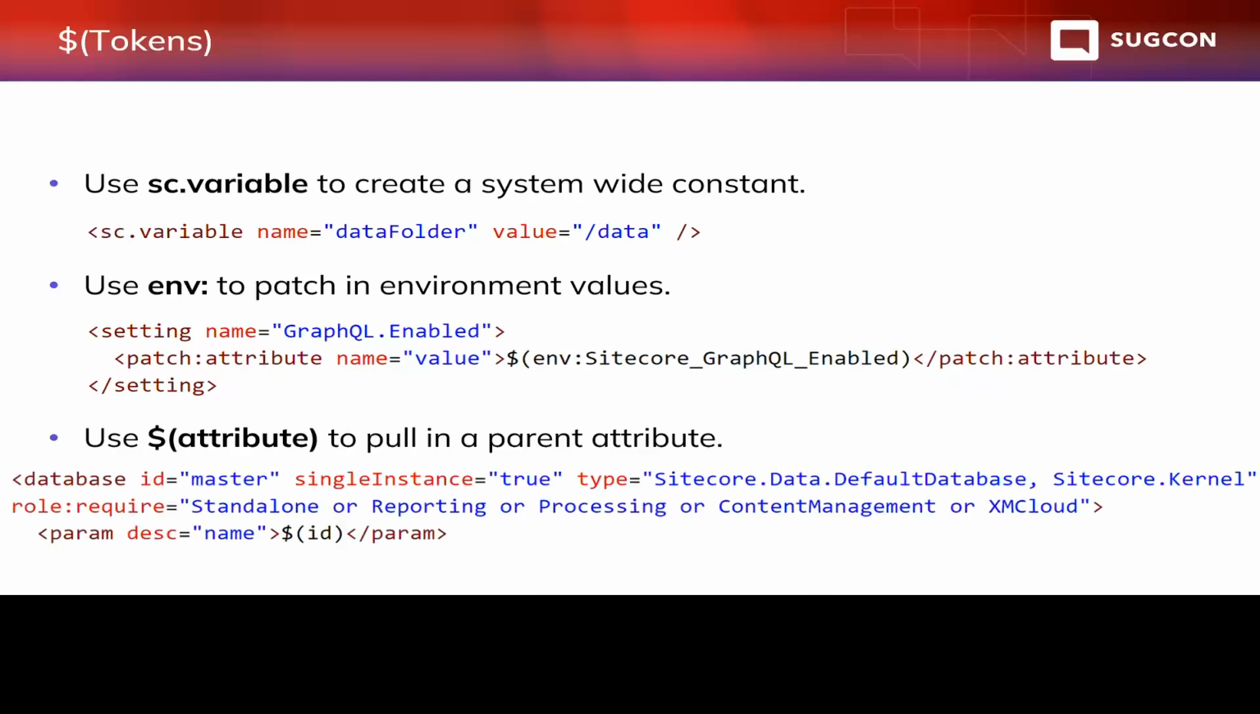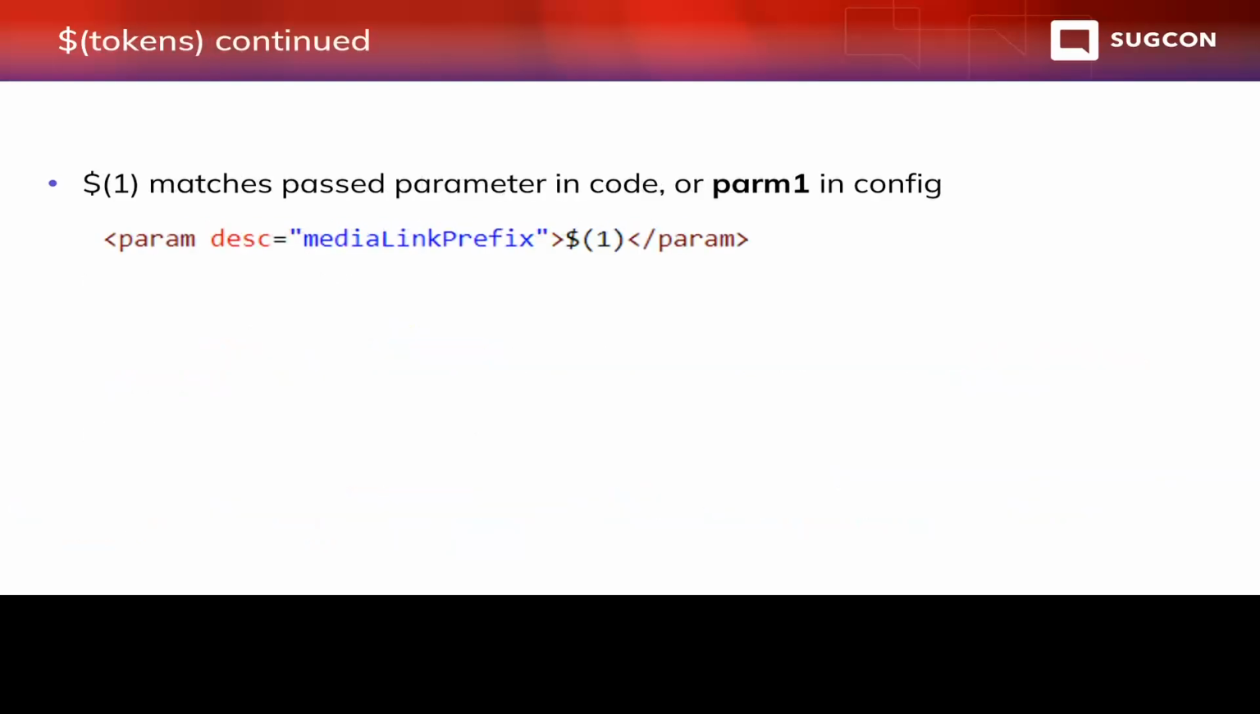Okay, and then this one is just pulling from the parent attribute. You can see it pulls from master, it pulls ID, and it swaps it in there. So you'll see that a lot. If it doesn't find it in the parent, it goes all the way up to the top, to the Sitecore node, which has database defined as SQL Server, back from the Oracle days, I guess.